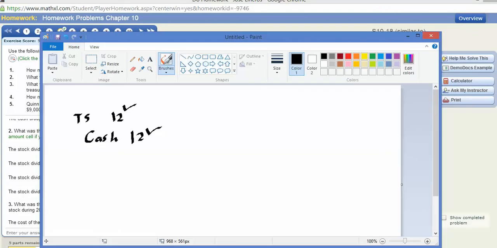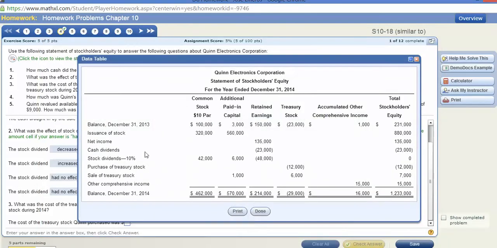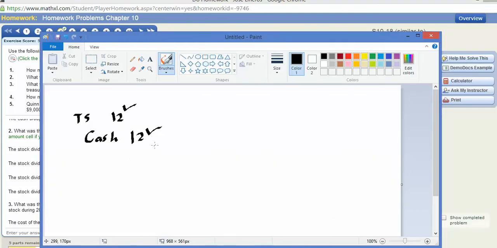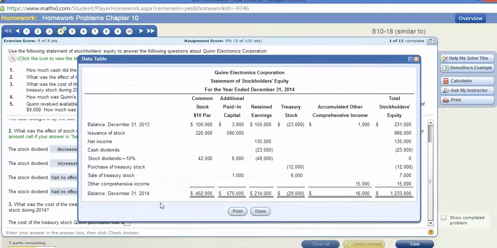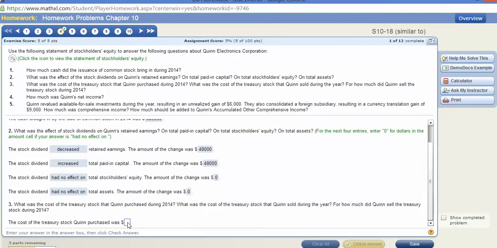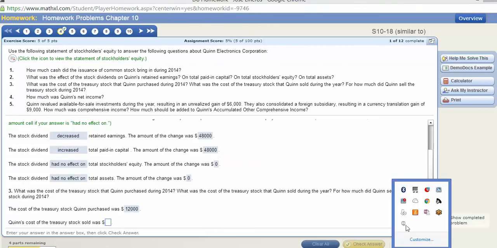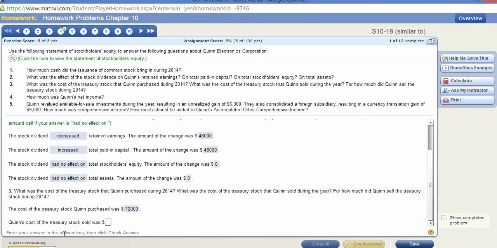I just highlight this because you don't see the cash entry. When you're looking here, you can't see cash. All you see is the stockholders' equity accounts. But this is the entry. You lower cash, you debit treasury stock for $12,000, so that's your cost. Let's look at the next one. Let's look at the Quinn's cost of the treasury stock that was sold. Well, if you remember, when the treasury stock is sold, you have the following entry.